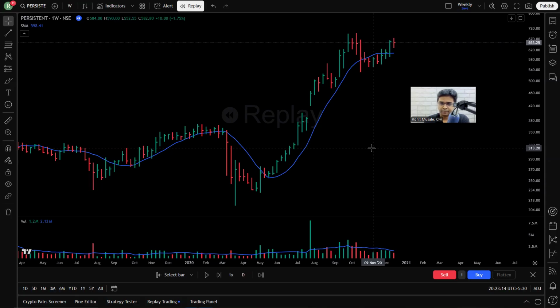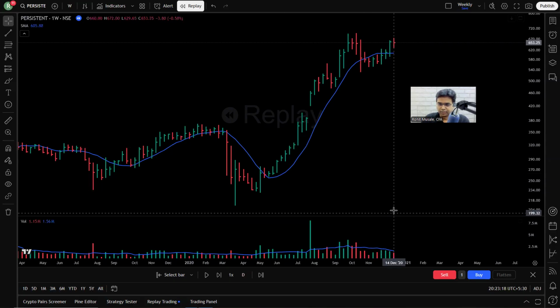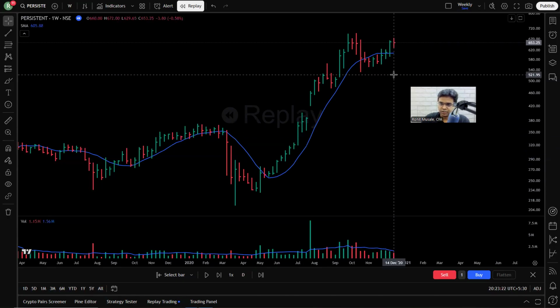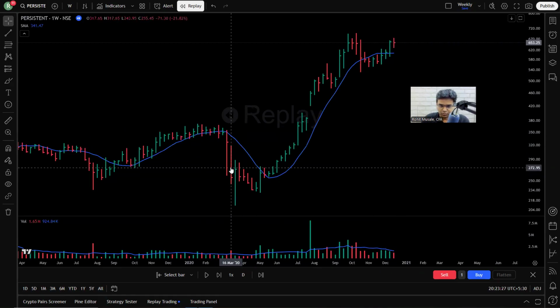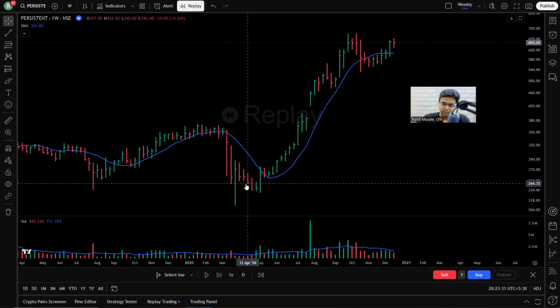Here we are looking at Persistent Systems weekly time frame chart. This is a very old chart, so as per SEBI regulations, we are allowed to discuss this chart. So this is 14 December 2020. You see this Corona crash, this was March 2020. After Corona, the stock market made a huge rally, and some of the stocks in that rally also made huge rallies. Okay, this is one of them. Have a look at this base.